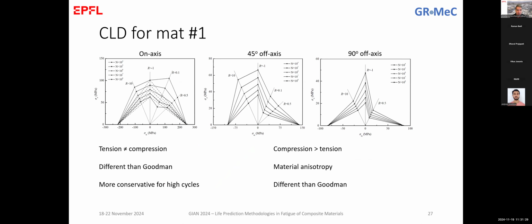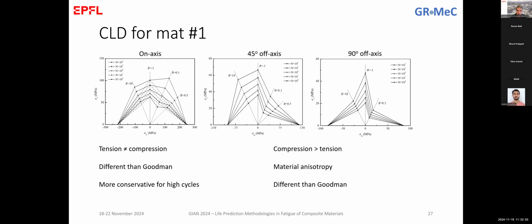So the constant life diagrams for our material are shown here. And immediately we can see what we said before, that the material is better in tension, the R equals 0.1. So it has a bit better performance than -1 and 10. So it's better in tension than in compression, on axis. When we go to 45 degrees, the material becomes better in compression instead of tension. And this shows the material anisotropy.